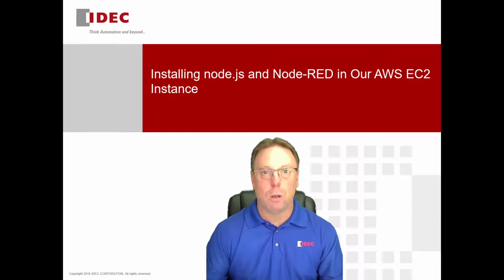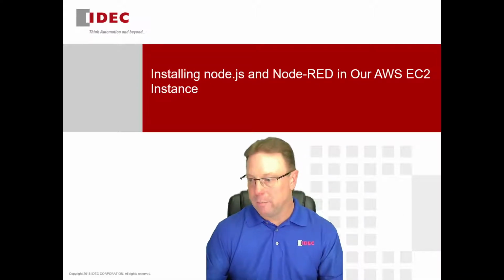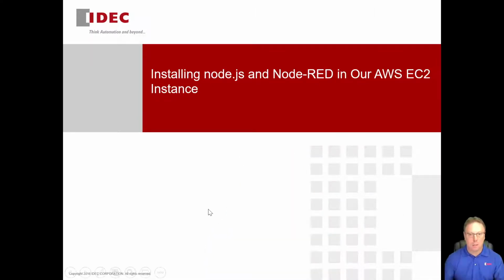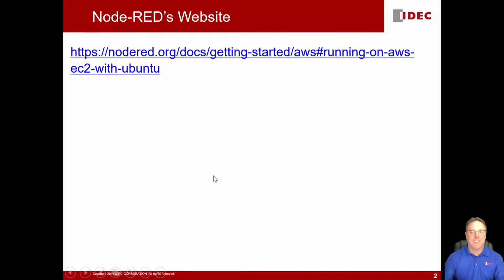In this video, we will log into our EC2 instance with PuTTY, and we will install Node.js as well as Node-RED. Node-RED does have an excellent tutorial on how to install Node.js and Node-RED on an AWS EC2 image that is running Ubuntu, which is what we had selected for our instance. So if you go to this link in a browser, there is a walkthrough tutorial where it makes it really simple to get Node-RED loaded.